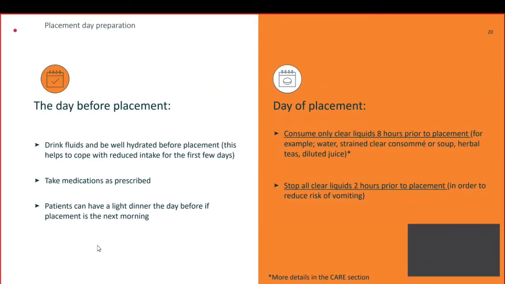The day before placement, we tell them to hydrate well, drink more and more water, and we start a few medications like PPIs, mainly to increase patient tolerability after placement. On the day of the placement, until 2 hours prior, they can drink clear liquids, and we start the antiemetics, which they consume.